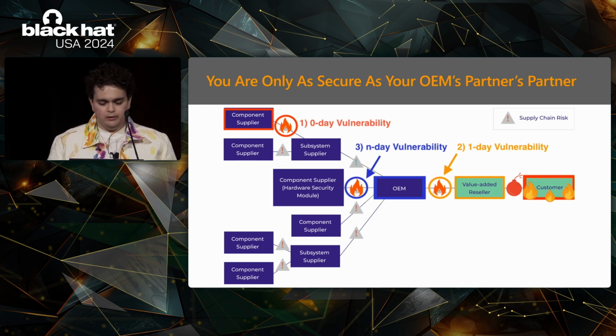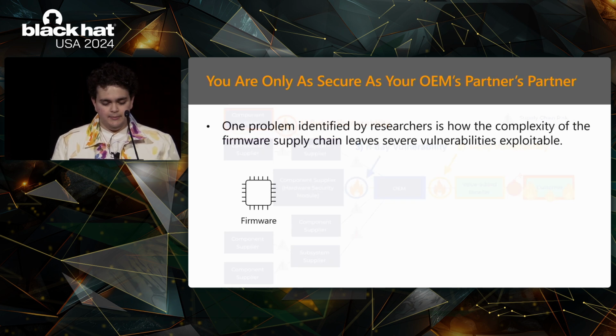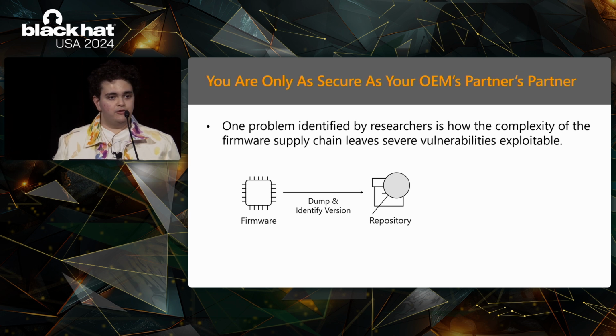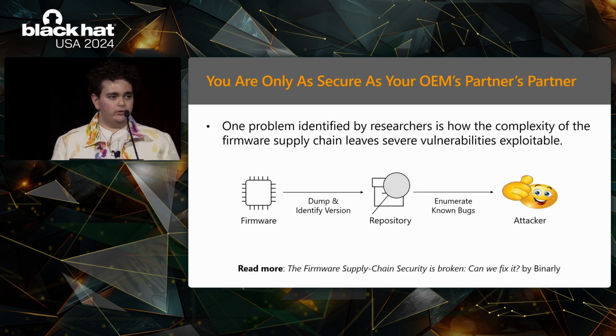This was research done by Binarily, and what we can see here is that in order to abuse this problem, attackers can first dump your firmware and find out what you're running. They'll find a version and look for that repository online. A common one is EDK2, which is the firmware source code repository, pretty commonly ingested by different OEMs. And they'll just enumerate known vulnerabilities in EDK2 in order to find new issues they can abuse against your machine. Even though these issues have been patched upstream, that doesn't mean they've been ingested by your downstream vendor. If you're interested in reading more, I'd recommend you check out Binarily's blog post on this.